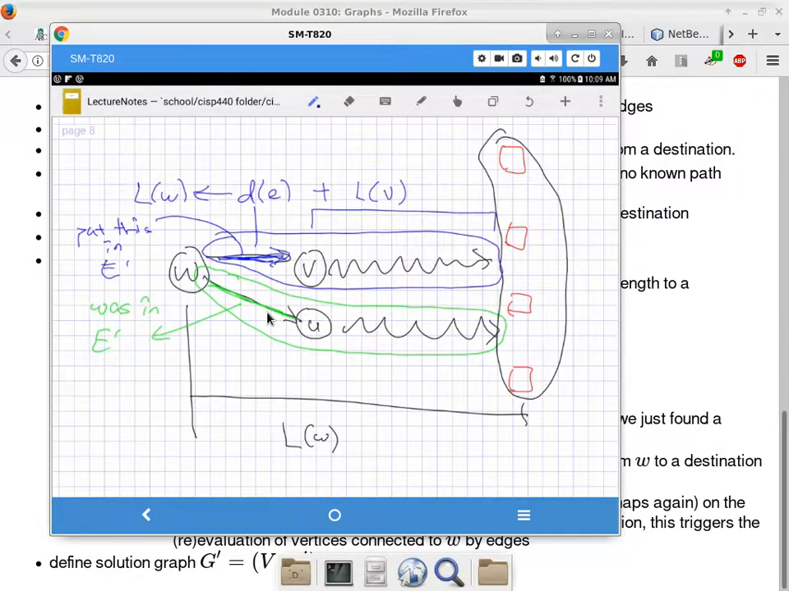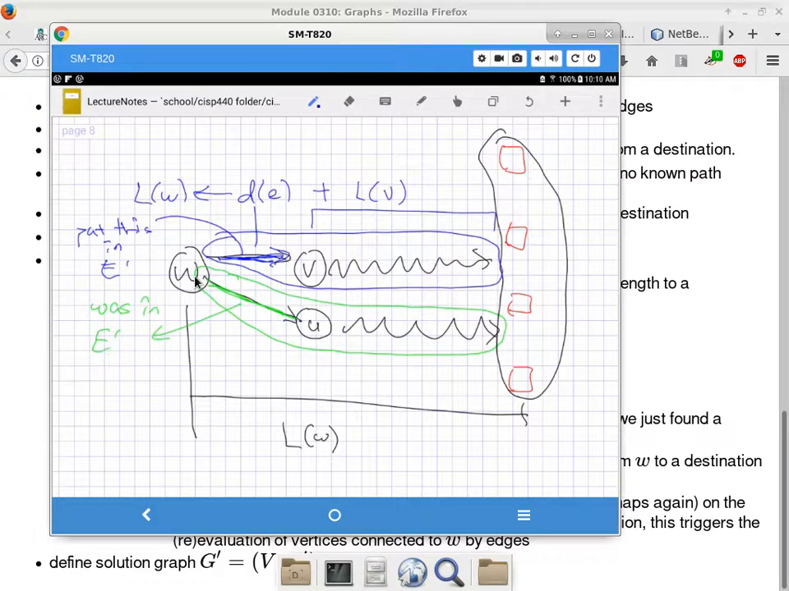But you are correct that all of these squiggly things, these are all edges. They're representing a number of edges from vertex V to a destination. And they're in E prime? Yes, they should be. So then we have to replace those with the ones that were... You mean these guys? Right. Nope, not necessarily.